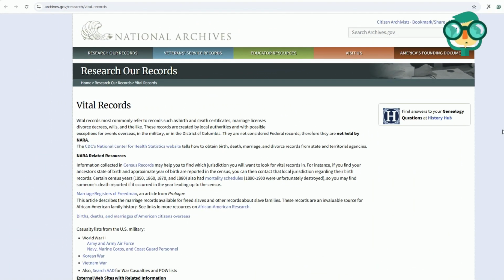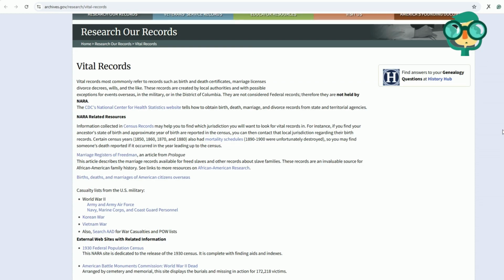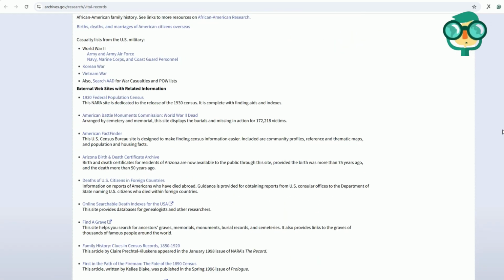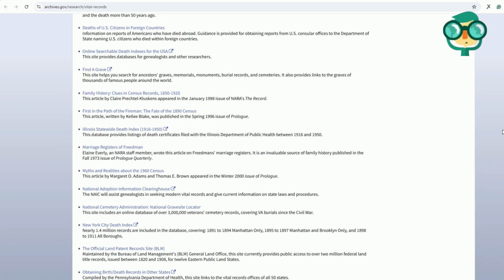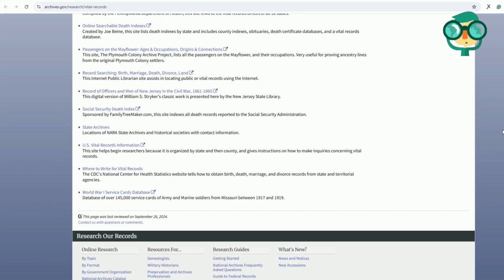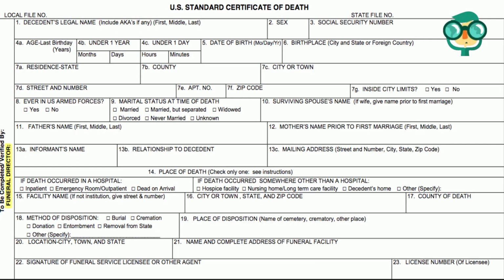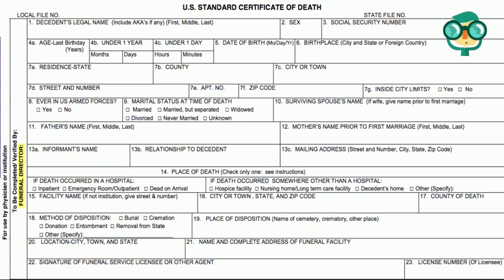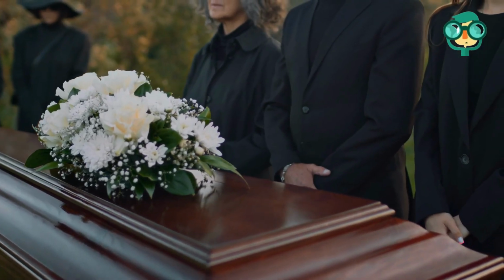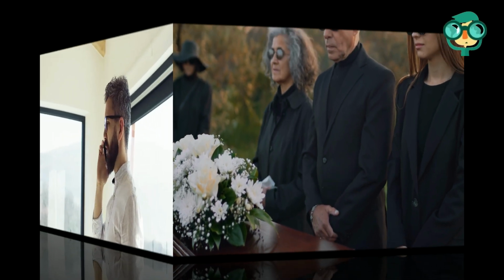Search through local vital records. Look up death certificates in local or national vital records databases to see if your address is listed as a place of death. In the United States, death certificates must include where the person died, so if someone passed away at your home, it should appear there.